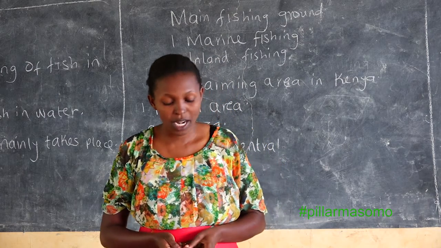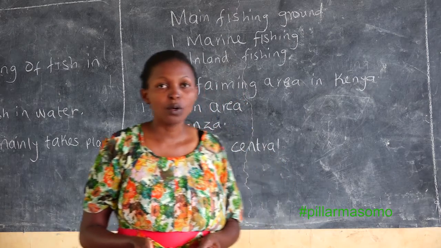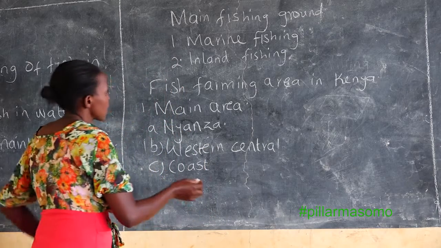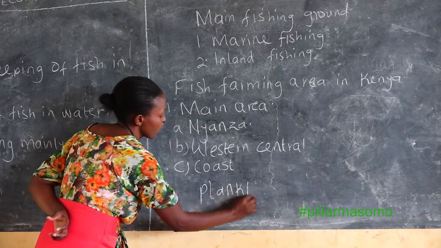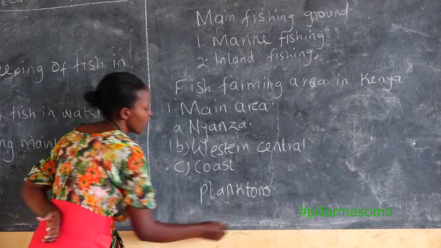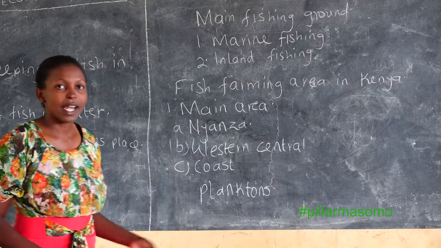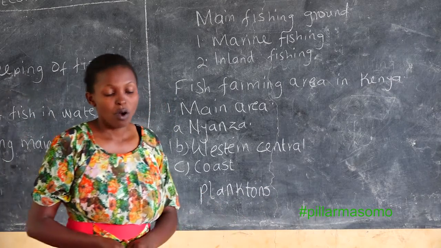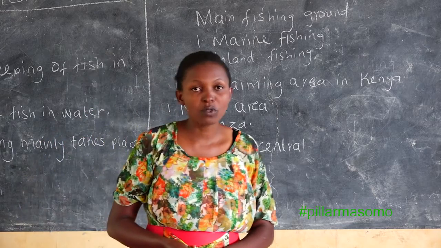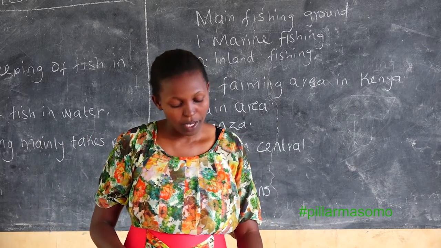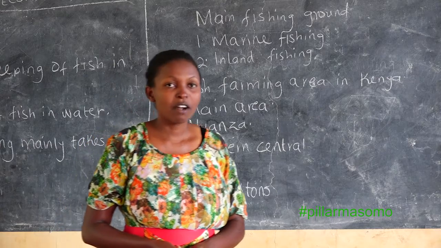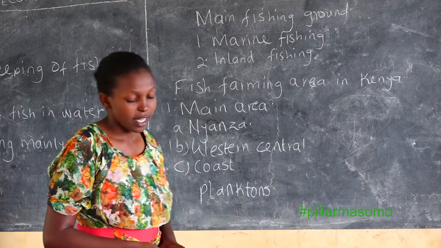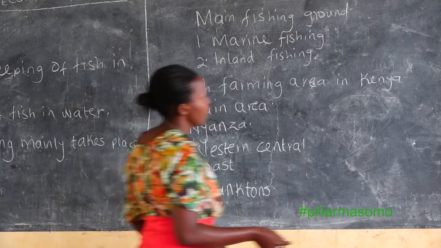And then we have the natural fish food known as plankton. When we talk of the natural food of fish, we refer to it as plankton. This is allowed to grow in the ponds. Young fish are known as fingerlings. We have the young fish.